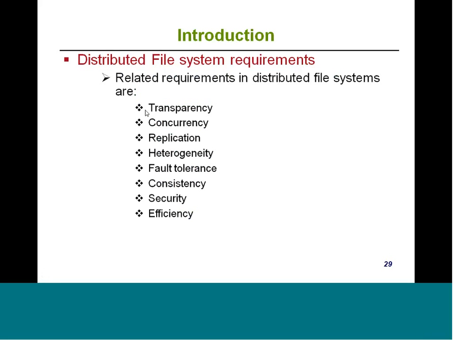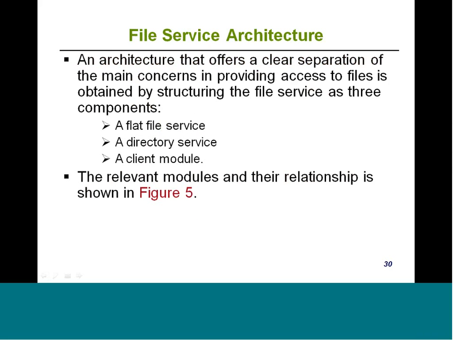So let's look at the file service architecture. This offers a clear separation of the main concerns in providing access to the files, and it is obtained by structuring the file service into 3 components: a flat file service, a directory service, and a client module. The file service architecture is a way to organize the services associated with the files, so that things are provided properly.